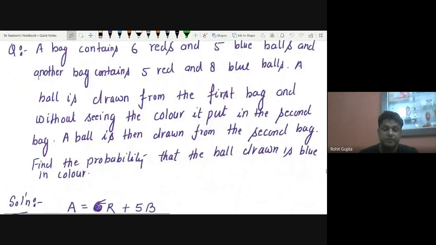It is a very good question too. I love these questions. A bag contains 6 red and 5 blue balls, and another bag contains 5 red and 8 blue balls. A ball is drawn from the first bag, and without seeing the color, it is put in the second bag. A ball is then drawn from the second bag. Find the probability that the ball drawn is blue in color.